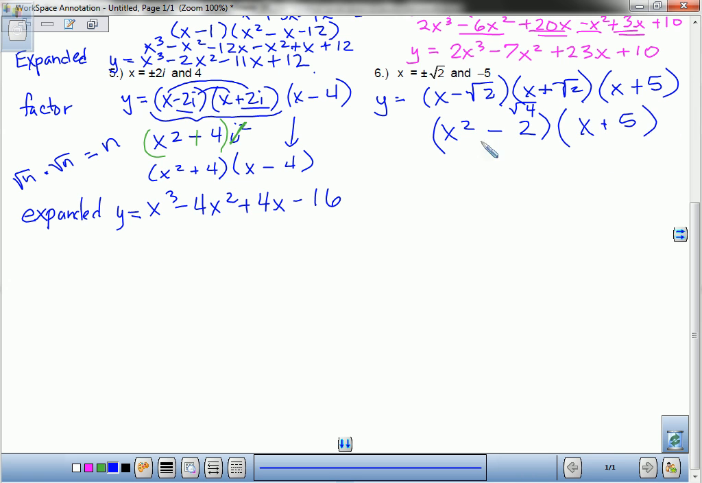And now we distribute. We distribute the x squared, and we get x cubed plus 5x squared. Then we distribute the negative 2x minus 10. And that's my expanded form.